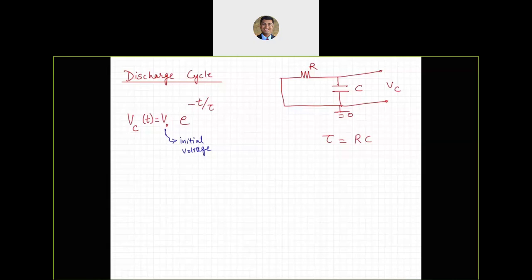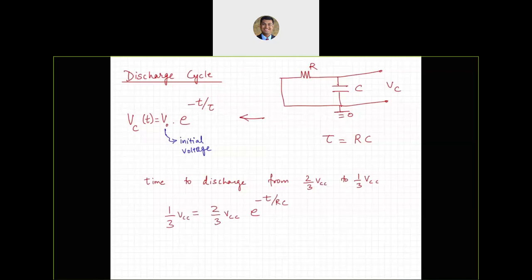And the discharge cycle is VO times e to the negative t over tau. Tau is again RC. So if we use this relationship for the discharge cycle and answer a similar question, how long does it take to discharge from 2/3 VCC to 1/3 VCC? The answer is going to be related to the same expression over here. So the initial voltage across the capacitor is 2/3 VCC, and then you have e to the negative t over RC, and the voltage across the capacitor can go as low as 1/3 VCC. If you solve this again for time t, you will get the same equation, which is going to be ln2 times RC. So it's 0.693 times RC.